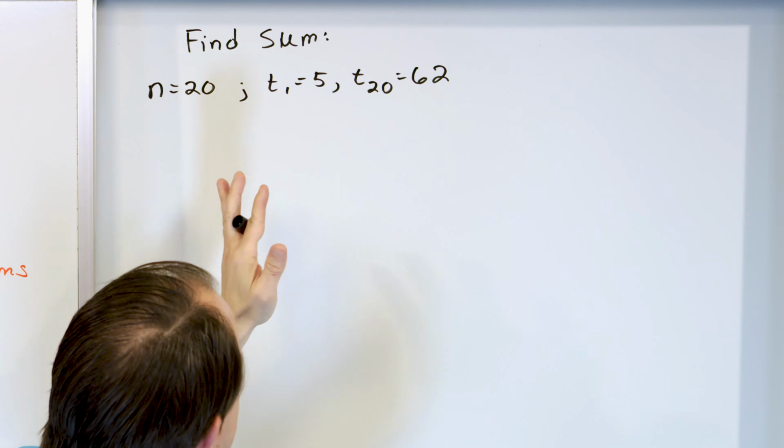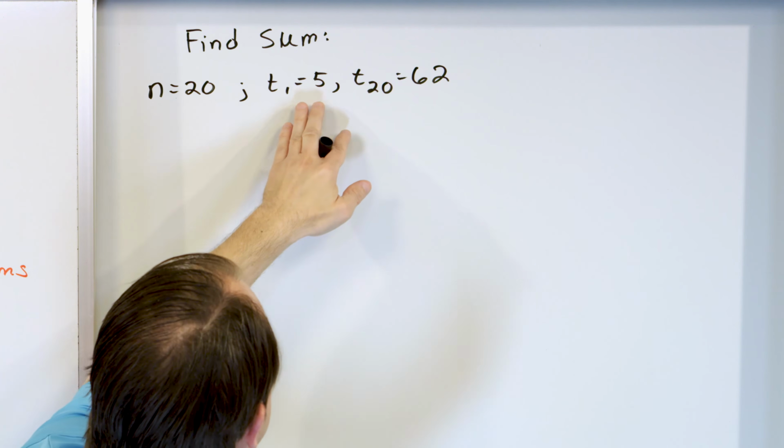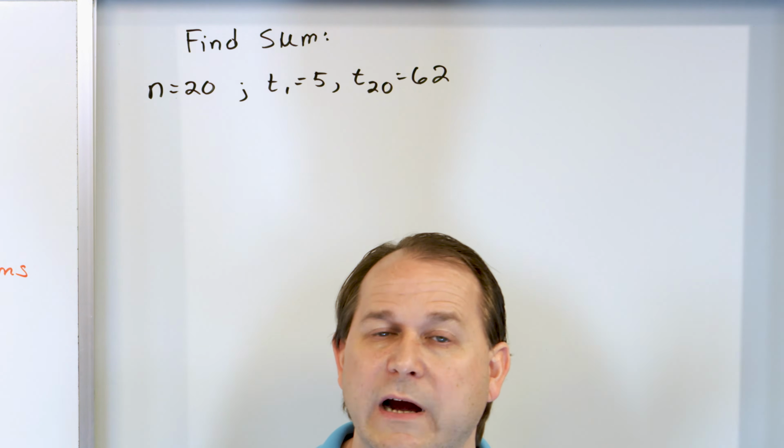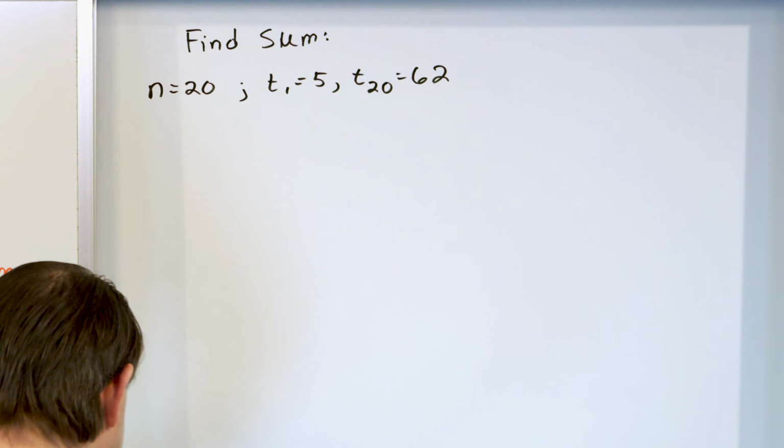Now I could go into a calculator, and I could write these terms out, and I could just add them up, of course, but there's 20 of them. That's a lot of work. I want to just find the number. I want to figure out what it is.